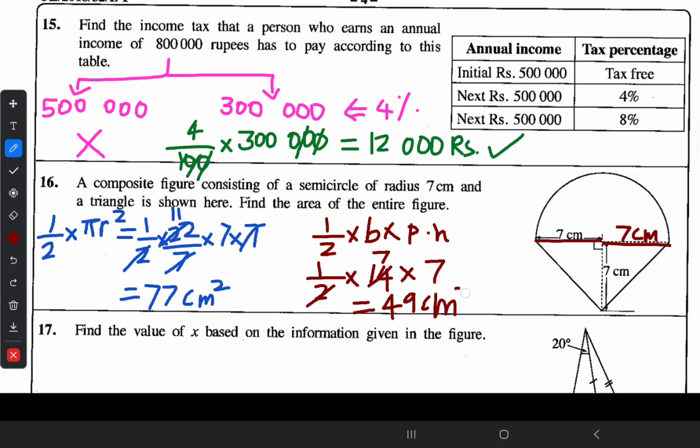When we add these two separate areas together, we can find the total area of the composite figure. 77 plus 49, it would be 126. Let's write total area equals to 126 square centimeters.